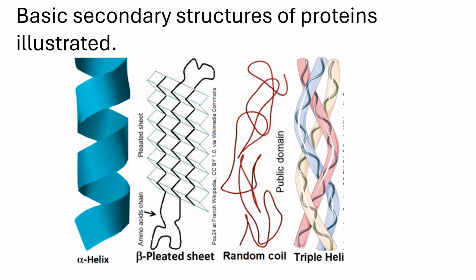So this is just a string, a ribbon structure, that's alpha helix. This is a beta pleated sheet. As you can see, these are amino acid chains, and this is a pleated sheet. That's why it's called beta pleated sheet. This is a random coil, it's very irregular. This is a triple helix structure. As you can see, this is better designed, and it's a very sophisticated version, right? So this is the triple helix.